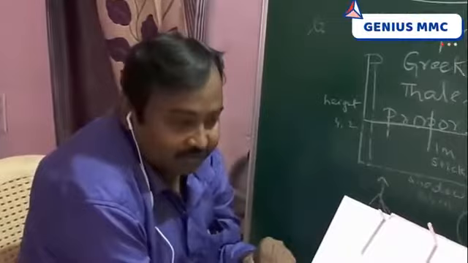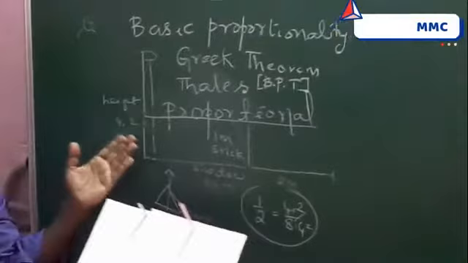So this concept is called proportional, or proportionality. These two ratios are equal. Based on this, he formulated the theorem, that is, basic proportionality. So what does this statement tell us?